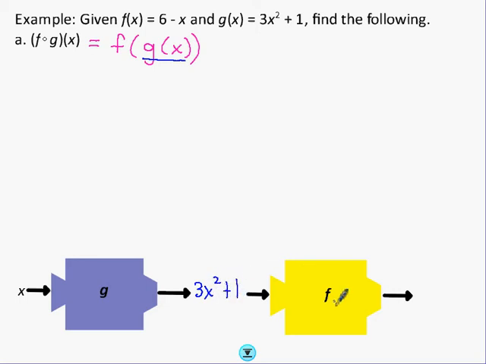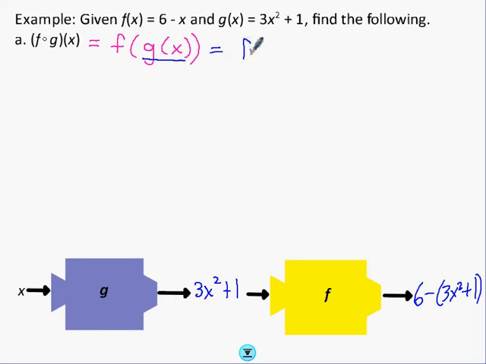And now I'm going to feed that to f. When I feed an x to f, it says 6 minus whatever you feed me. So if I'm feeding it this, it's going to spit out 6 minus what you fed it. Okay, hopefully you can see that with the illustration. If not, I'm going to work it the way that we typically would.